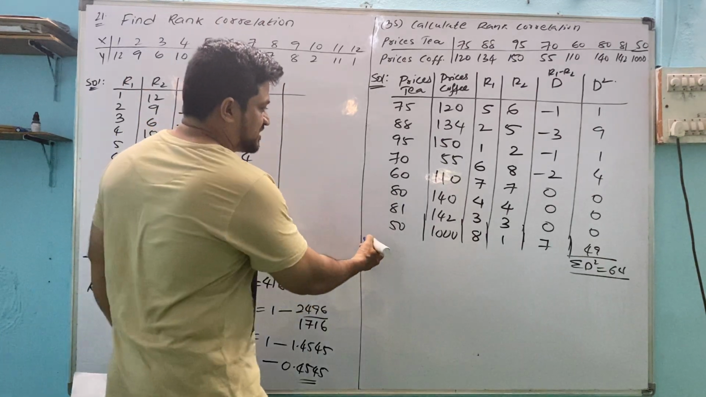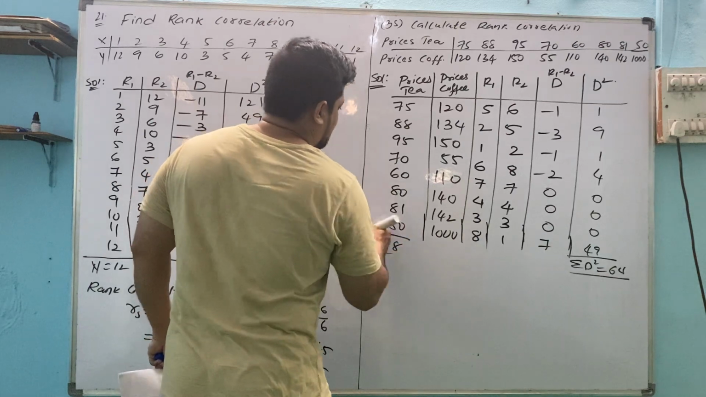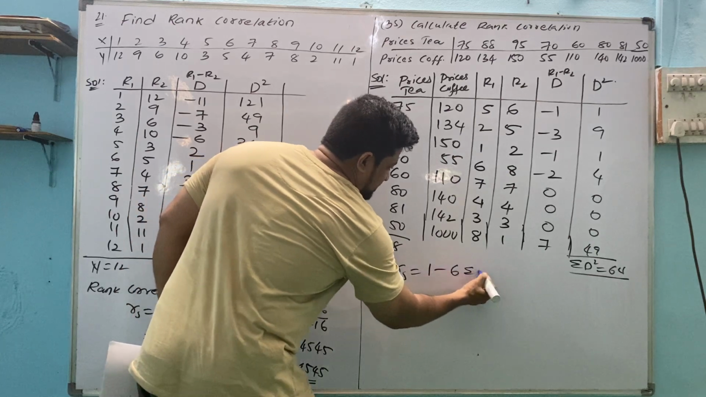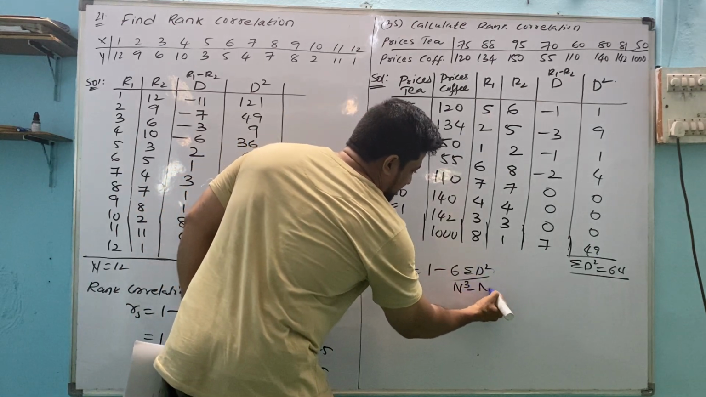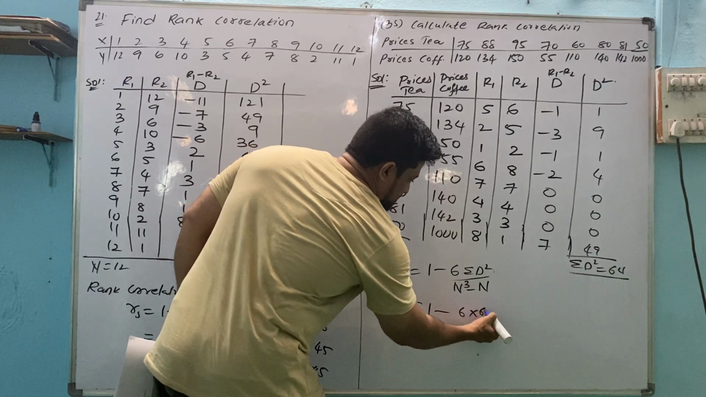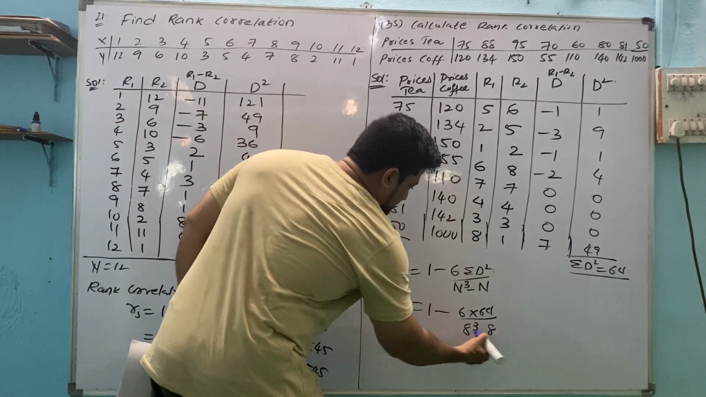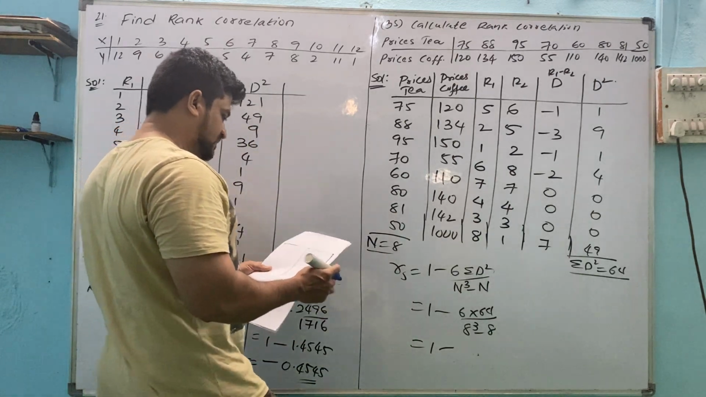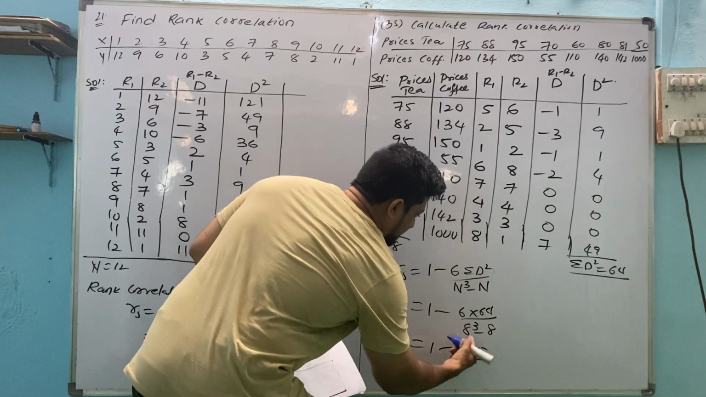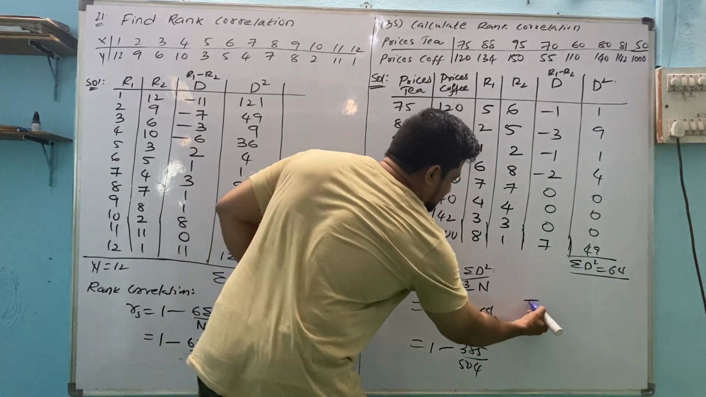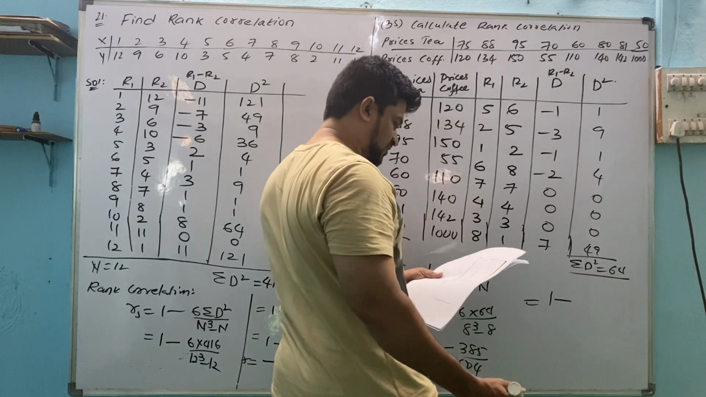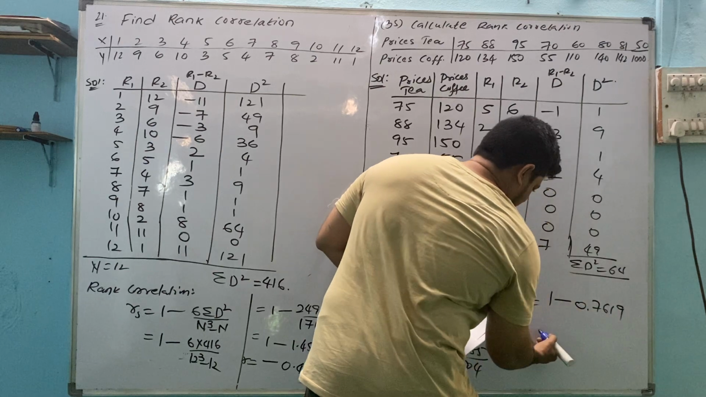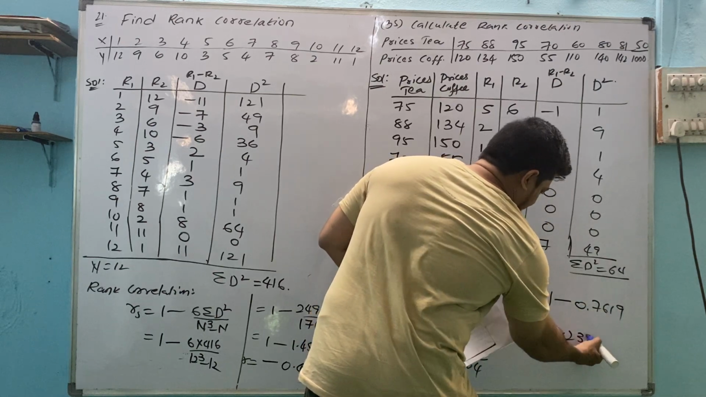Then n is 8, the number of terms, then rank correlation: 1 minus 6 into sigma d square by n cube minus n. 1 minus 6 into 64 by 8 cube minus 8. 1 minus 6 into 64, that is 384, by 512 minus 8, which is 504. 1 minus 384 by 504, that is 0.7619. Therefore 1 minus this is 0.238.